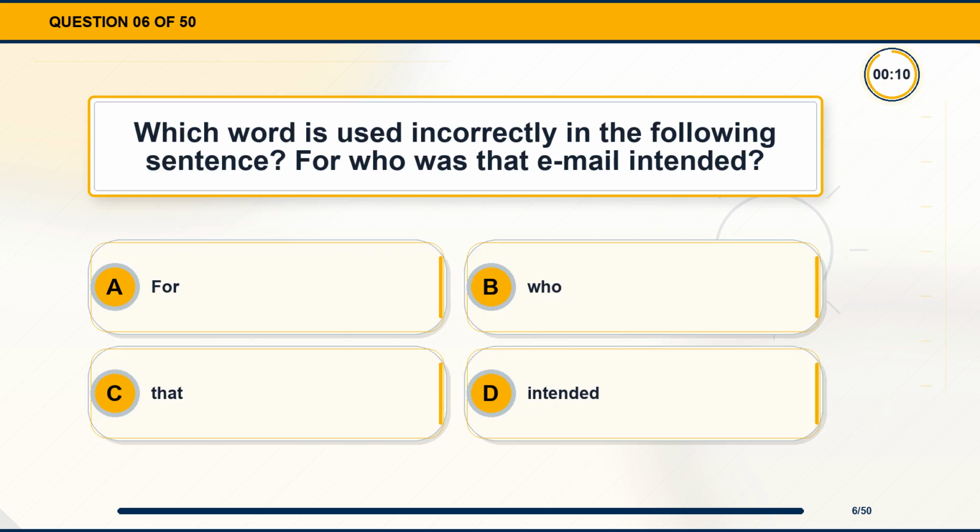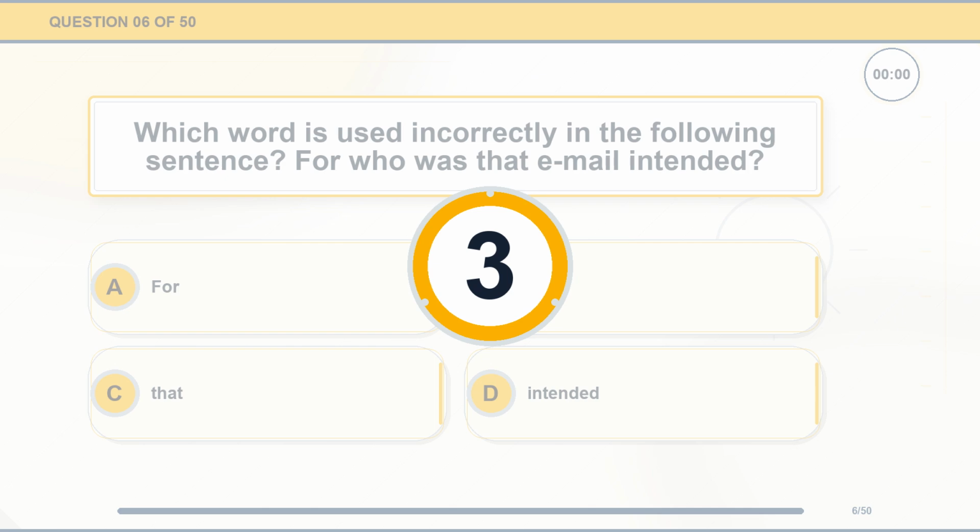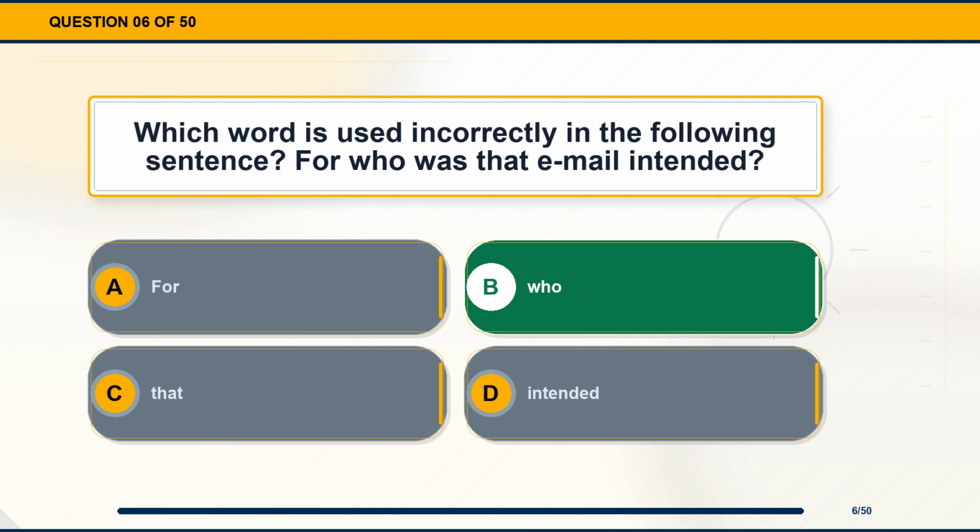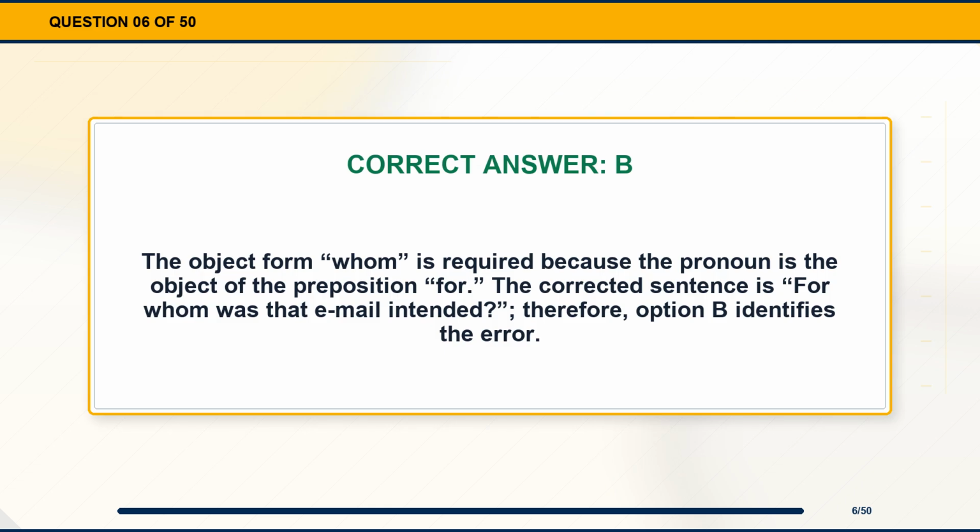Question 6. Which word is used incorrectly in the following sentence? For who is that email intended? Option A, for. Option B, who. Option C, that. Option D, intended. The correct answer is option B, who. Explanation. The object form whom is required because the pronoun is the object of the preposition for. The corrected sentence is for whom was that email intended, therefore, option B identifies the error.